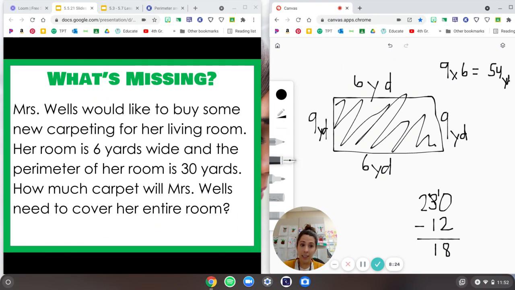Yards squared. So how much carpet will I need? 54 yards squared of carpet to cover my whole area of my living room.